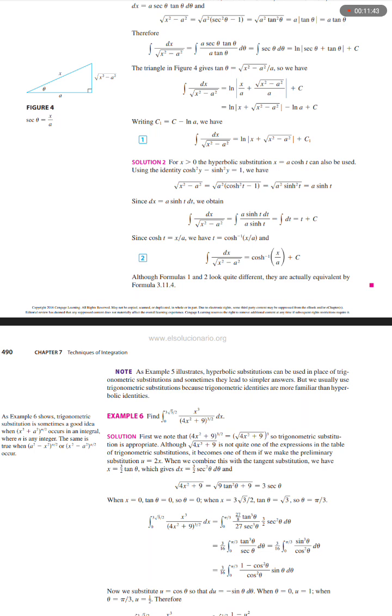Although formulas 1 and 2 look quite different, they are actually equivalent by formula 3.11.4. Note, as example 5 illustrates, hyperbolic substitutions can be used in place of trigonometric substitutions, and sometimes they lead to simpler answers. But we usually use trigonometric substitutions because trigonometric identities are more familiar than hyperbolic identities.